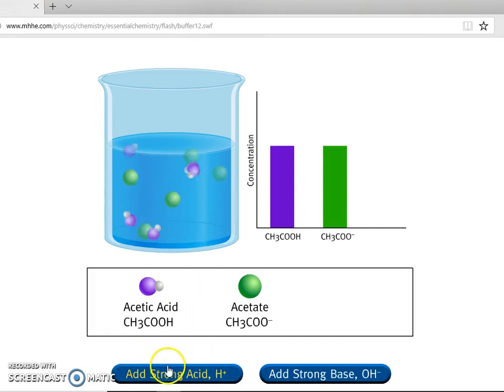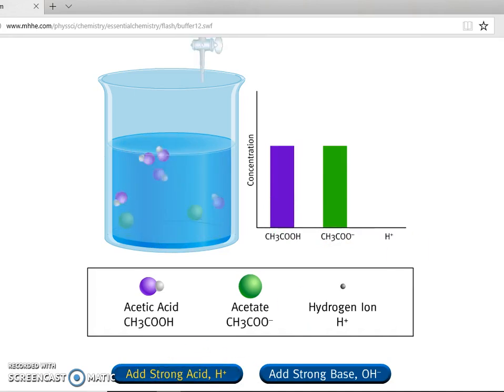So I'm going to add a strong acid, and remember, strong acid means that it's going to be completely dissociated into the H plus and whatever's left over. So you're going to see a pipette. He's going to drop in some strong acid, and again you're going to see that only the H plus is really what's necessary. So in the graph, he's going to show you the H plus being added and what happens to that H plus, who it reacts with, and what happens to the two components, the weak acid and the conjugate base.